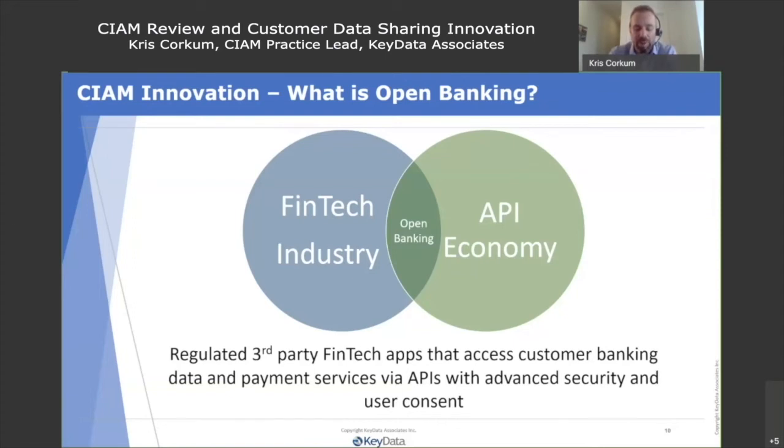Fintech typically refers to companies or services that use technology to provide financial services to businesses and customers. And the API economy is really allowing organizations to drive additional revenue by offering up their data as APIs. So for example, Uber uses the Google Maps API to provide directions, driver location overlays, etc.